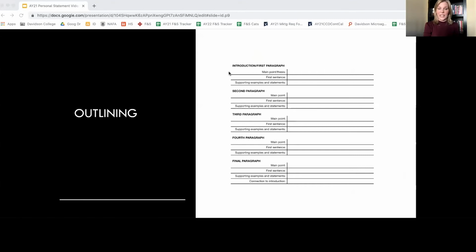The second page of that handout is for outlining. This is where you will identify your thesis, or the overall theme or image of yourself you want to make sure your application conveys, and all the ways your personal statement will reinforce that image.